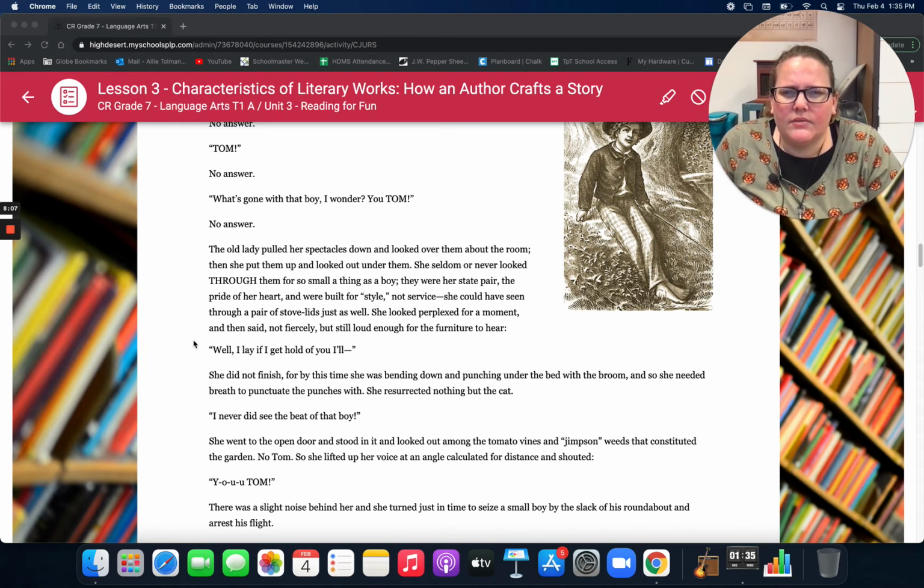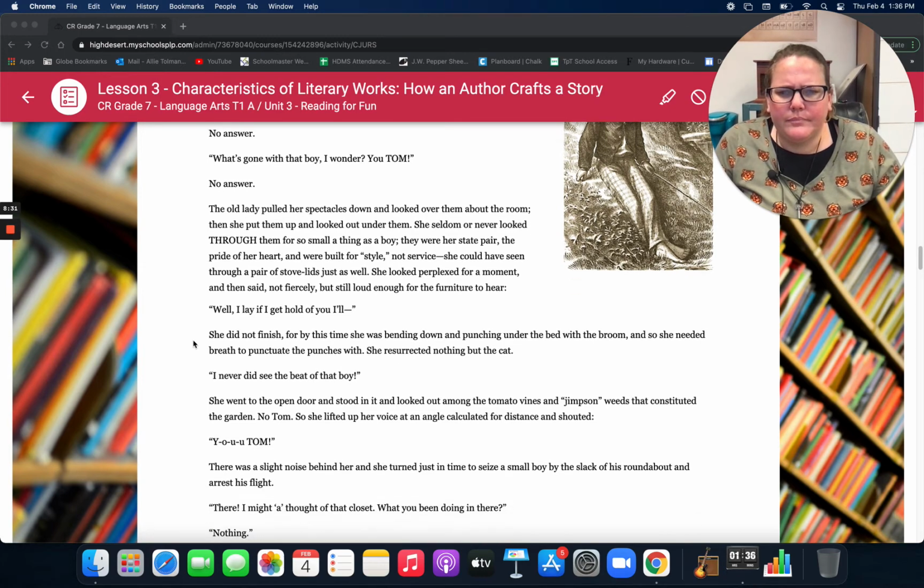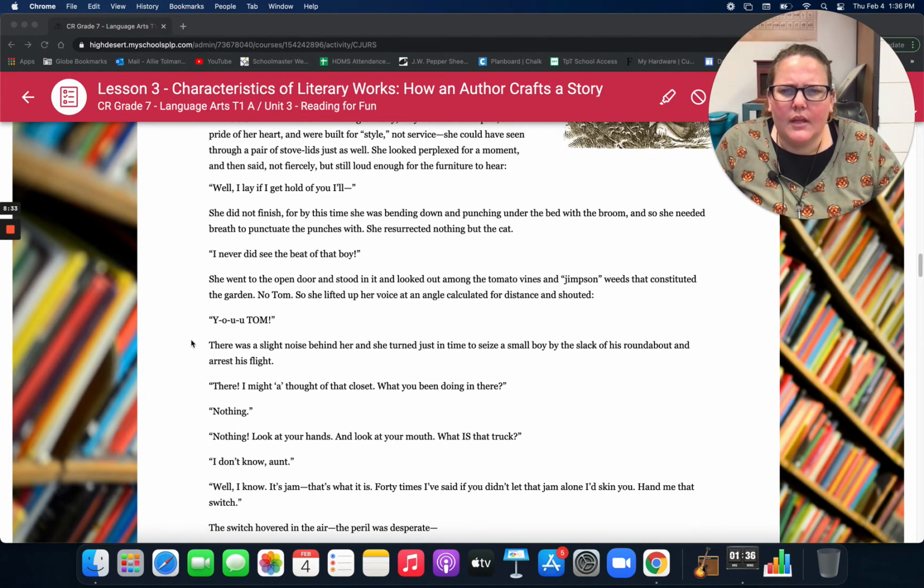She looked perplexed for a moment, and then said, not fiercely, but still loud enough for the furniture to hear, "Well, if I get a hold of you, I'll—" She did not finish, for by this time she was bending down and punching under the bed with a broom, so she needed to breathe to punctuate the punches with. She resurrected nothing but the cat. "I never did see a beat of that boy." She went through the open door and stood in it and looked out among the tomato vines and jimson weeds that constituted the garden. "No, Tom."